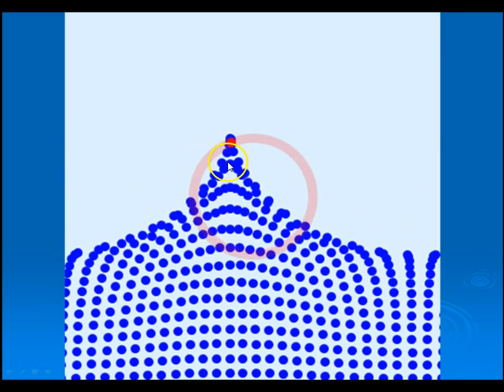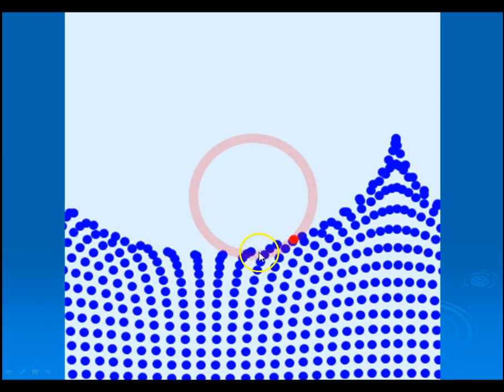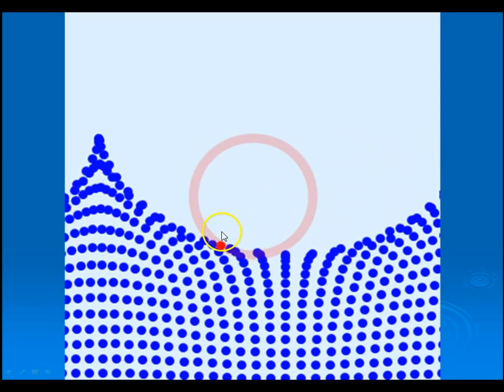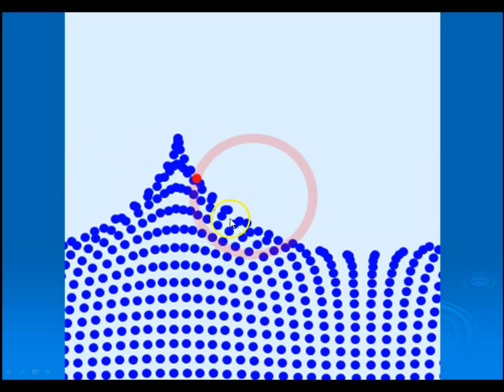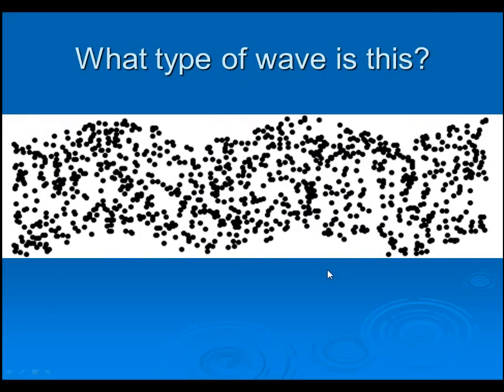Here's another example. If you were to track the motion of any one individual particle, it roughly goes in a circle. It is going both up and down and side to side at the same time. Boy, that is mesmerizing. We could watch that all day.